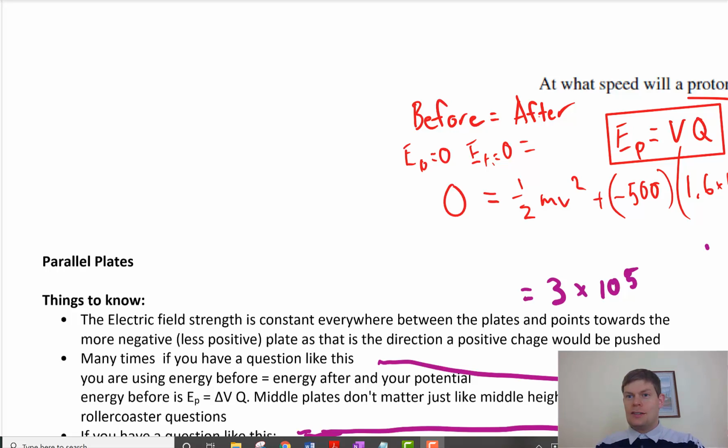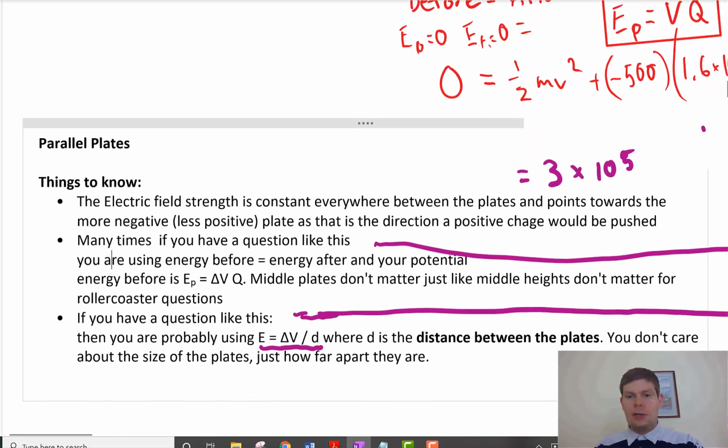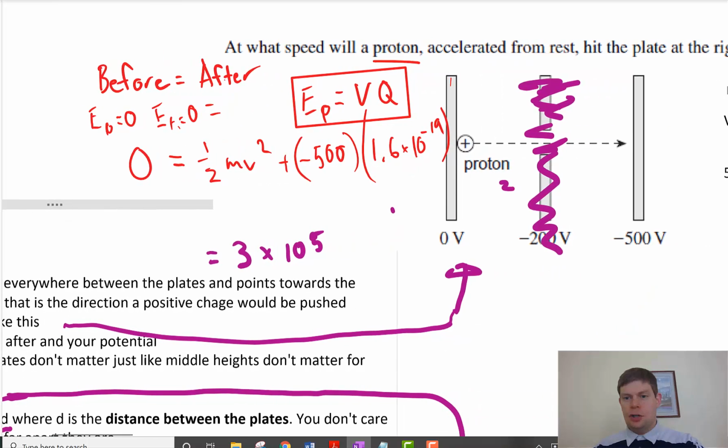Hey guys, today we're going to talk about what's called a parallel plate situation. So ignoring the middle plate here, here's your parallel plate situation. You've got one plate at one voltage, you've got one plate at another voltage, and you might be doing a couple of things. In this particular situation, you're interested in the velocity of the particle at the end.